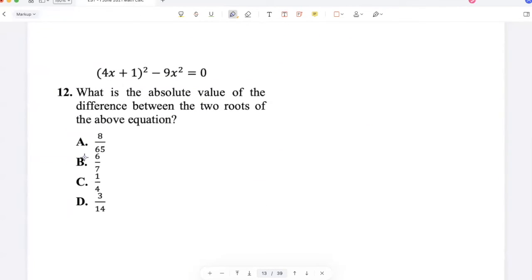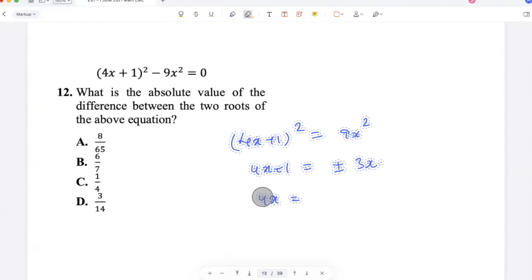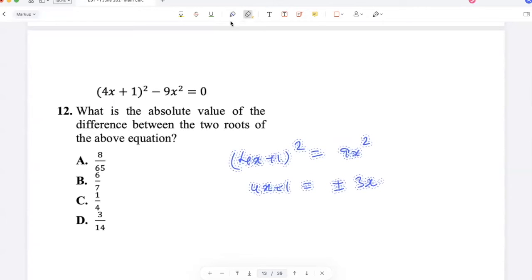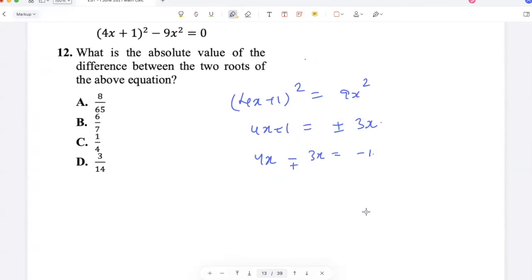What is the absolute value of the difference between the two roots of the above equation? Okay, so I can just say 4x plus 1 whole squared is 9x squared. So 4x plus 1 is plus minus 3x if I take the square root. So I can say 4x minus plus 3x is -1. So 4x minus 3x is x. So x is -1, or 4x plus 3x, 7x is -1. So x can be -1/7, right?